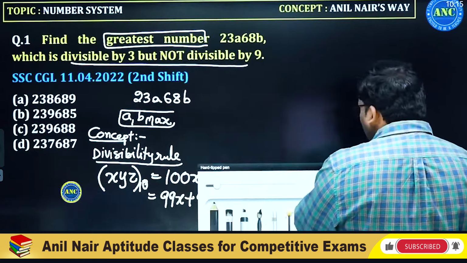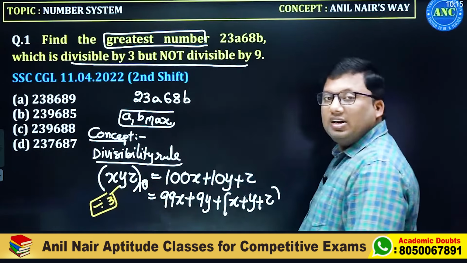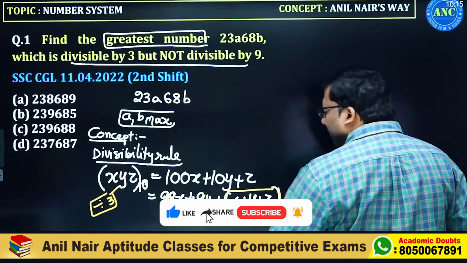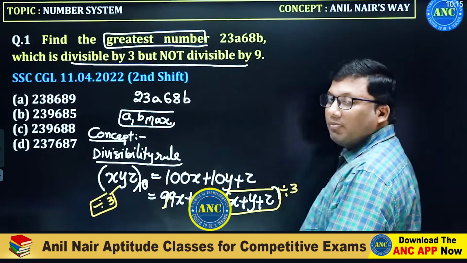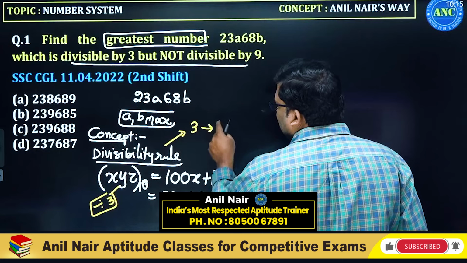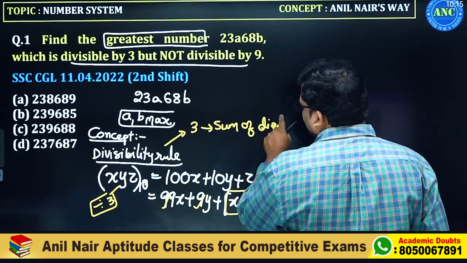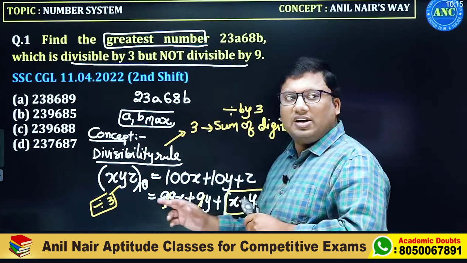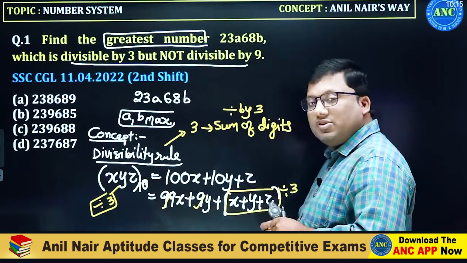Now listen carefully. If I take the left-hand side as divisible by 3, then 99X is divisible by 3, 9Y is divisible by 3, so X plus Y plus Z, considered as one term, should be divisible by 3. That means the divisibility rule for 3 is that the sum of the digits should be divisible by 3. Why? Because if the left-hand side is divisible by 3 and these two terms are divisible by 3, the remaining term should be divisible by 3.